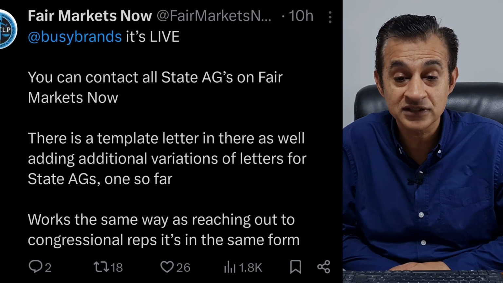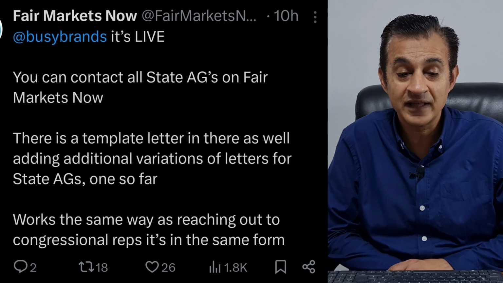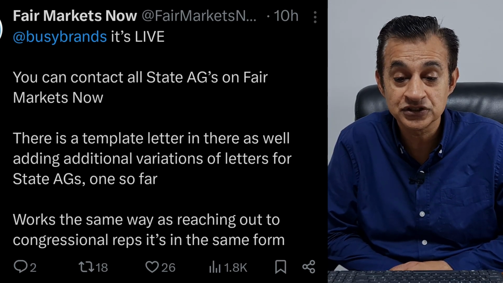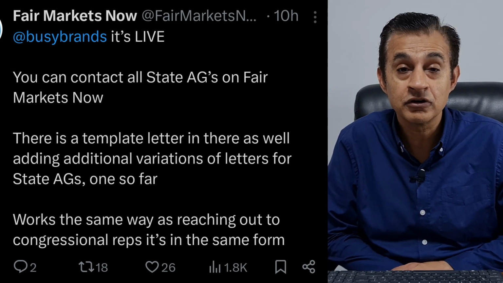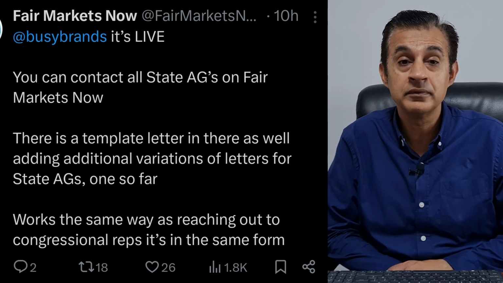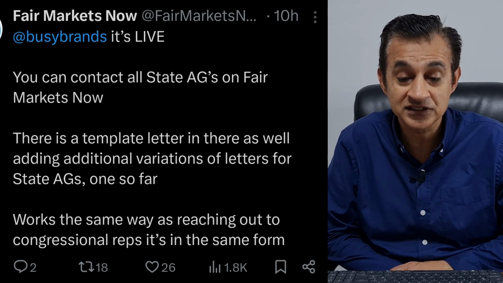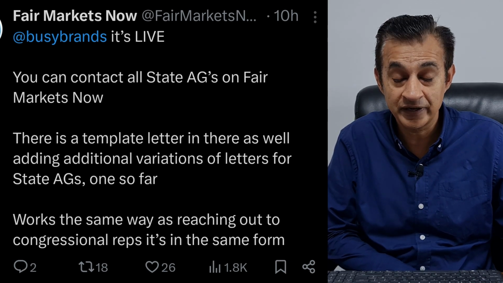And let's now have a look at what you can do. So what Fair Markets Now have stated is you can contact all state AGs on Fair Markets Now. There is a template letter in there as well, adding additional variations of letters that state AGs want so far. So one thing I'd like to clarify, these are not handwritten letters or typed letters. It'll be a quick form and it will be probably done in less than a minute, and it works the same way as reaching out to Congress reps. So very, very simple. So go ahead and check that out at Fair Markets Now.